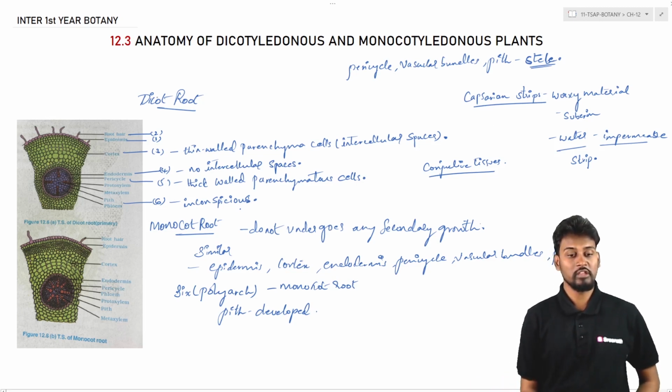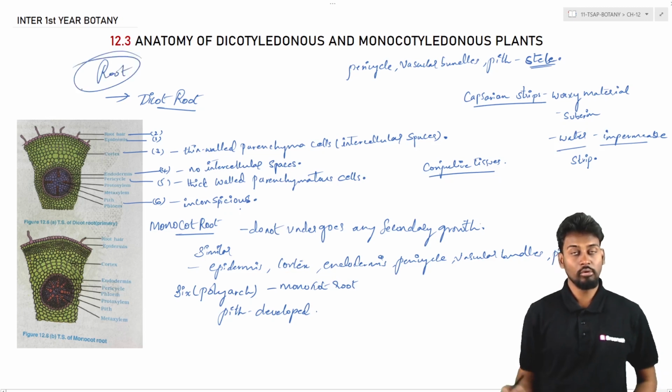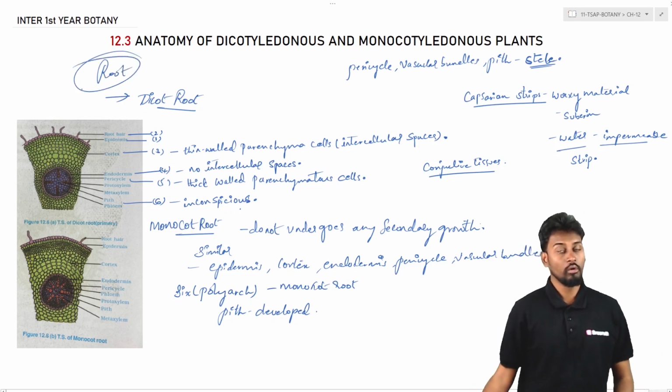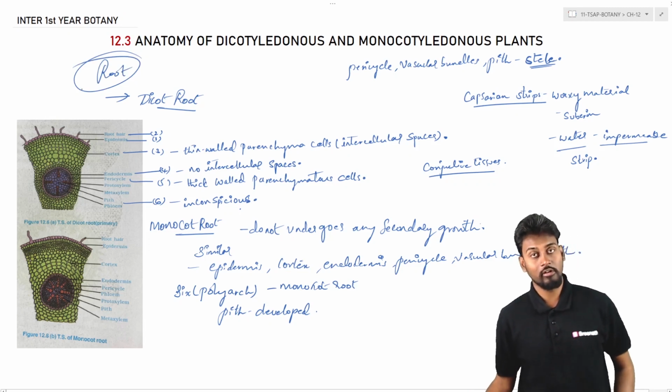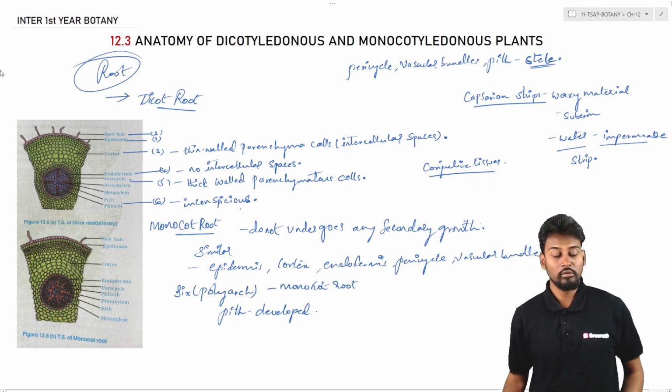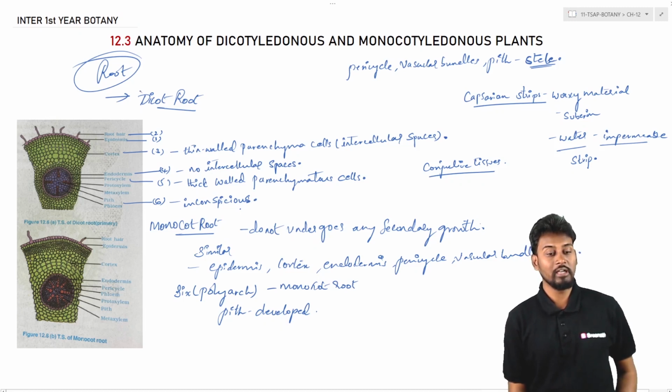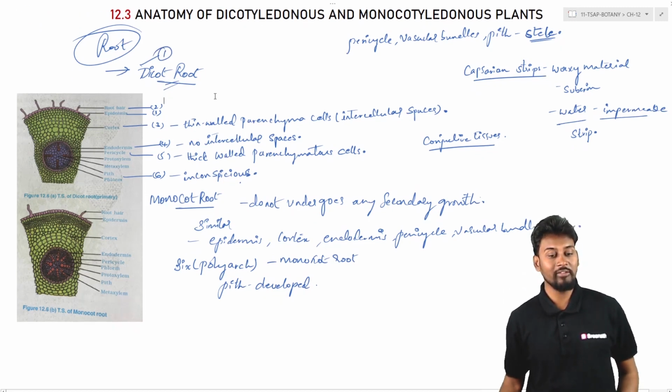First, it is about the root. We can learn what kind of structural organization is present in the root, both in dicot and monocot. First we are going with the dicot root, where we can see different kinds of structures. The epidermis is the one which forms the outermost layer of the root.